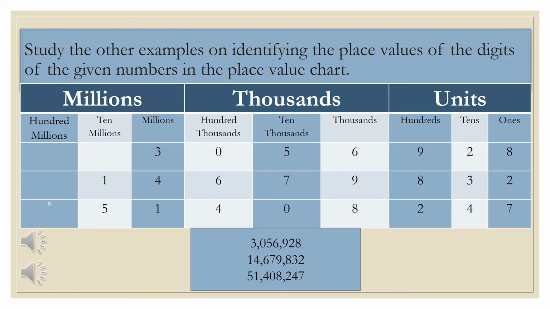Study the other examples on identifying the place values of the digits of the given numbers in the place value chart. As you notice, there are already numbers under the millions period. There are also examples which help us to determine what digit belongs on the millions place. The examples are 3,056,928 and 14,679,832 and 51,408,247. Now let us identify which place values these digits belong to.